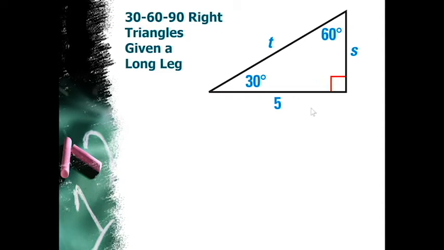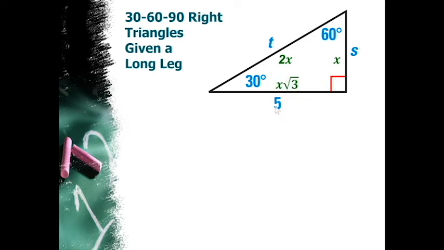To start this off, like we've done in the past, look at our rule. So here's our small angle. Our small side rule would be x. Our large angle and our large side rule would be 2x. Our middle angle and our middle side rule would be x root 3.